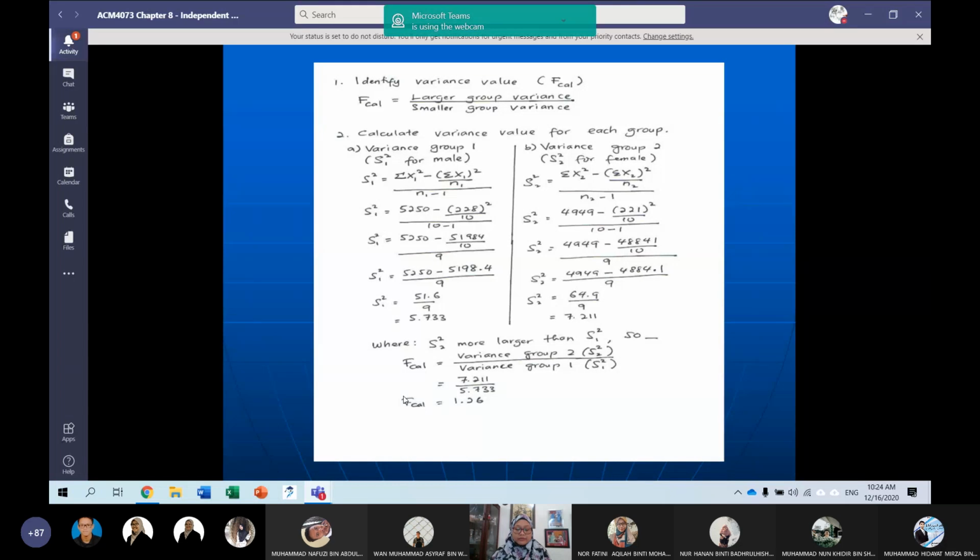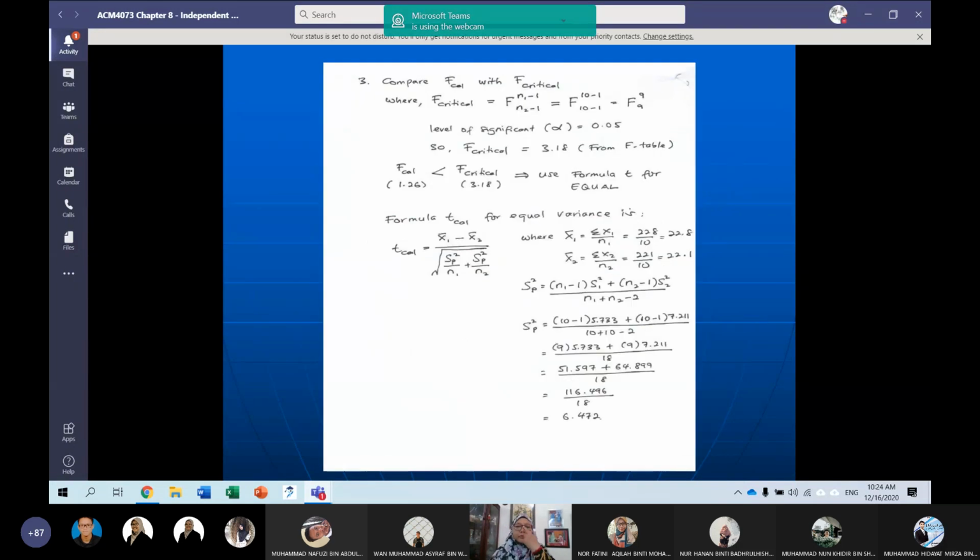So 7.211 divided by 5.733 is equivalent to 1.257, and then round up to 1.26. So that is F-cal. F-cal is 1.26. Now we need to compare F-cal with F-critical.